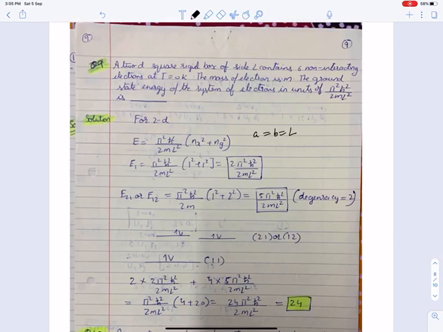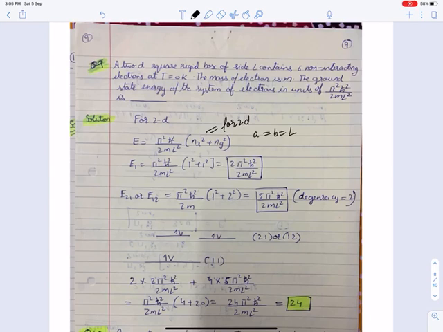So now first we will apply the formula: E is equal to pi square h cut square upon 2 m L square times nx square plus ny square, for 2D. Now first we have to calculate the ground state. The ground state will have only nx equal to 1 and ny equal to 1. So we will get 2 pi square h cut square upon 2 m L square.